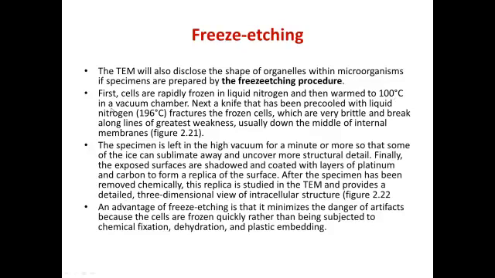Then it is warmed to minus 100 degrees centigrade in a vacuum chamber. Afterwards, a knife that has been pre-cooled with liquid nitrogen, minus 196 degrees centigrade, fractures or breaks the frozen cell, because now the cell has become very brittle, just like ice, and it breaks along the lines of the greatest weakness, usually down the middle of the internal membrane. Okay, so in this way, because of these cracks, the structure becomes apparent to the eye or the detector.